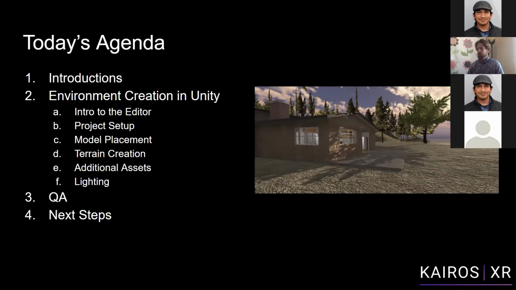We'll talk about placing a model in your scene. We'll talk about creating a terrain, as well as the trees and the grass and things that make it look nice and realistic. And then we'll use the asset store to add some additional assets and take the scenes to the next level. And then at the end, we will touch on the lighting workflow.